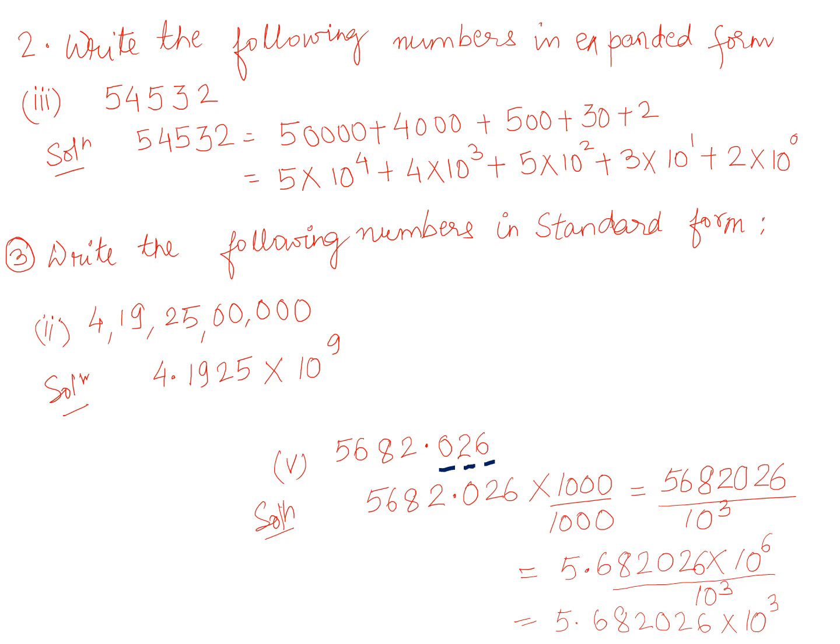Now 10 to the power 6 divided by 10 to the power 3 is actually 10 to the power 6 minus 3. This is the law of division, isn't it? That is 10 to the power 3. So the final answer is 5.682026 times 10 to the power 3.